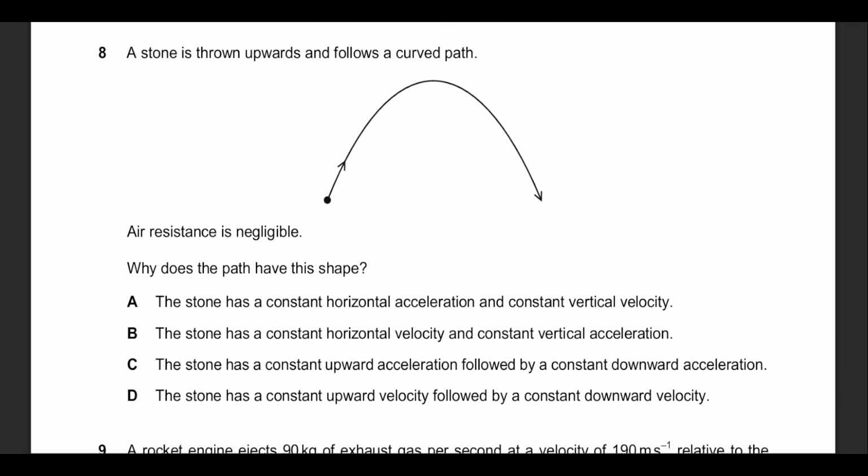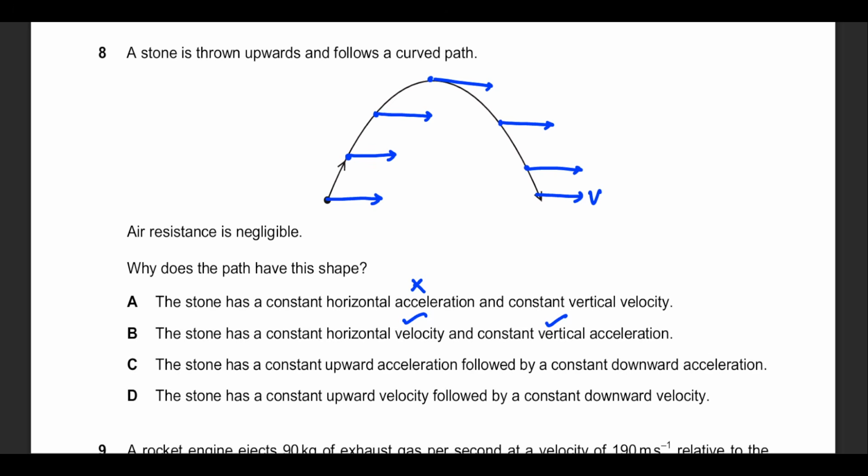Projectile motion. Why does the path have this shape? The reason it has this shape is because of air resistance, the horizontal component is generally unaffected, but the vertical component is affected by gravity. As a result of both of these things, it behaves this way. So let's see. The constant horizontal acceleration, no, it doesn't have acceleration. It has a constant velocity in this direction. There's a constant horizontal velocity, yes it does, and constant vertical acceleration, yes it does.